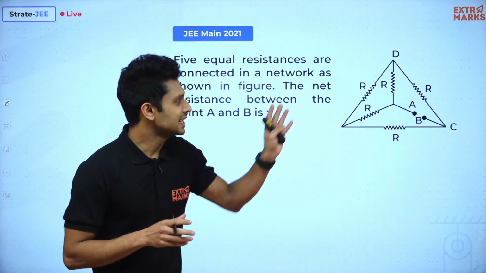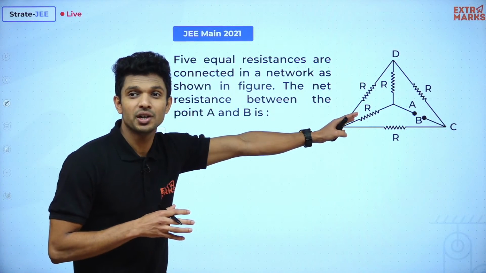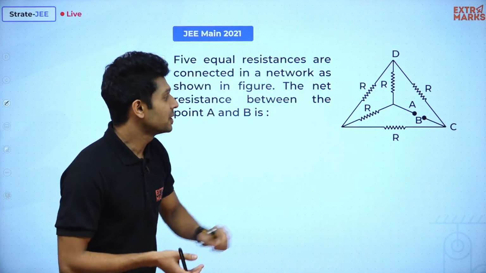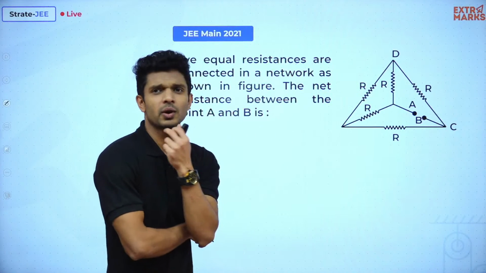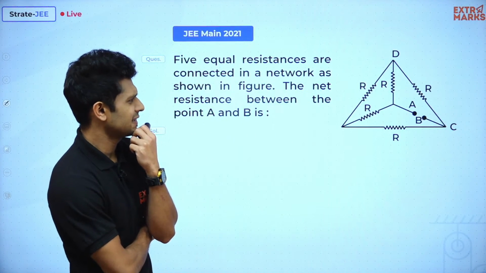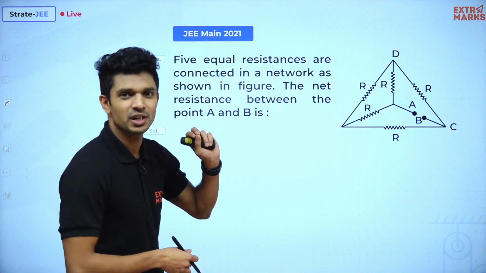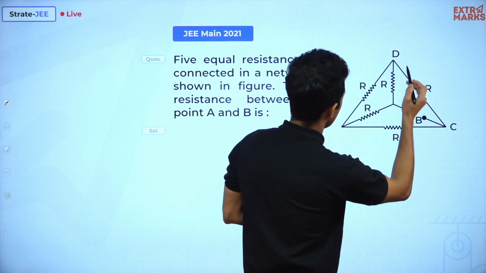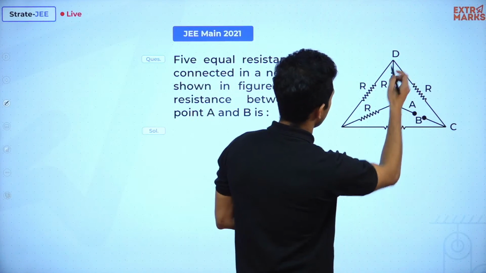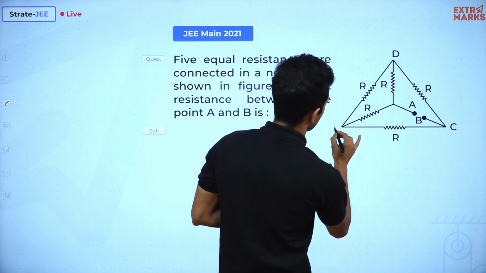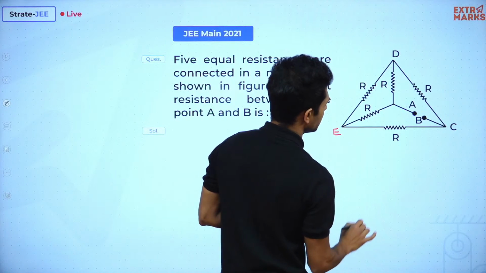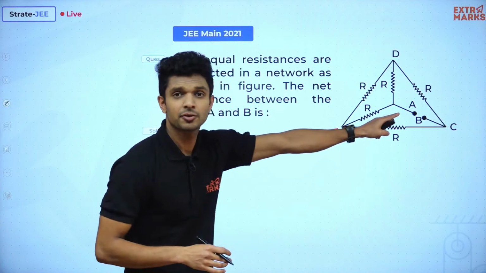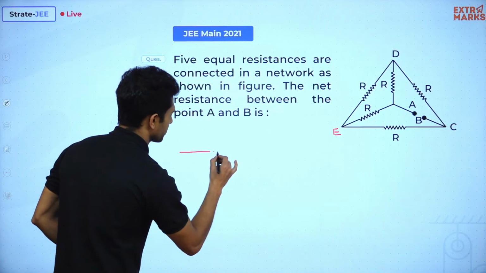So what we have to do over here? We have to solve this question. Between the points A and B, we have to find out the equivalent value of resistance. How? We'll mark all the points over here and we'll try to redraw the figure. So we have A, we have B, C, we have D, and we'll mark this particular point as E over here. And let's start redrawing.